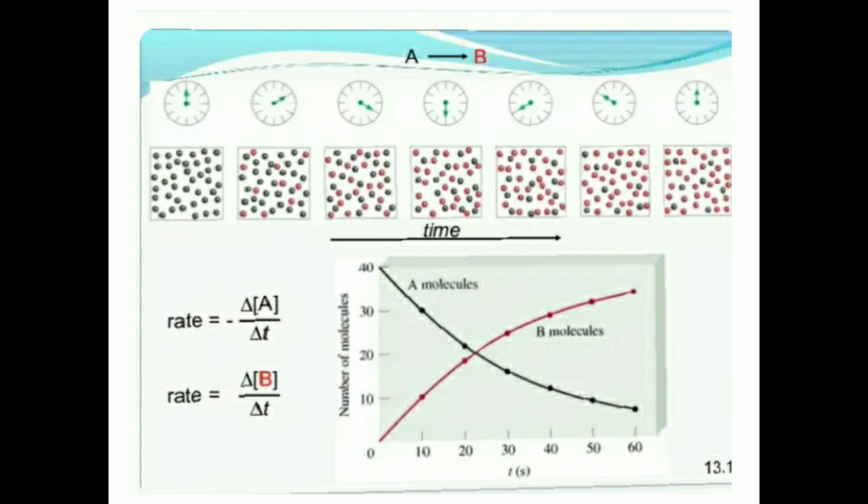Here are the expressions. Rate is equal to minus delta A upon delta T. Rate is equal to delta B upon delta T. In the graph, we see A molecules and B molecules with respect to time.